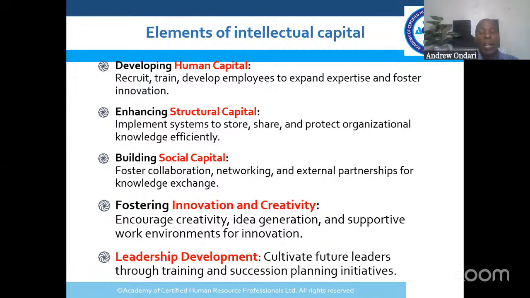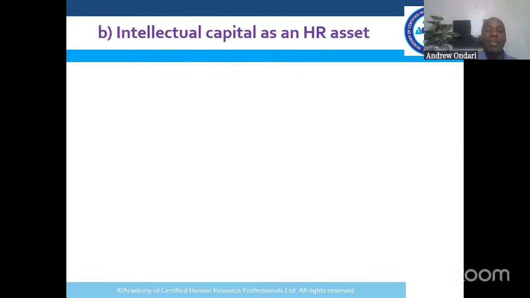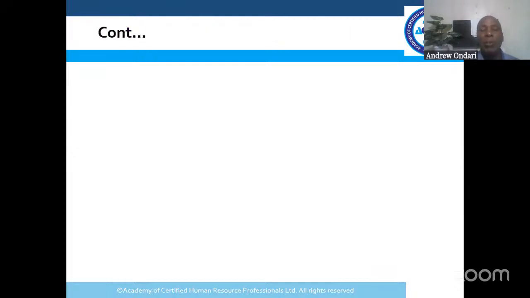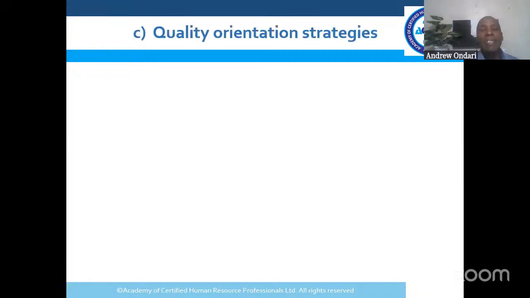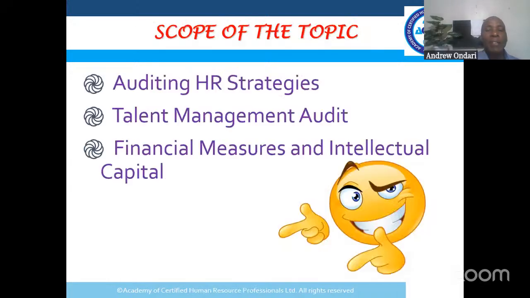So I have fairly covered all the three aspects that we started with in this module. And these three aspects were, one is the scope that we began, auditing HR strategies. The second one was talent management. And the first one, which we have just finished, is the financial measures and intellectual capital.